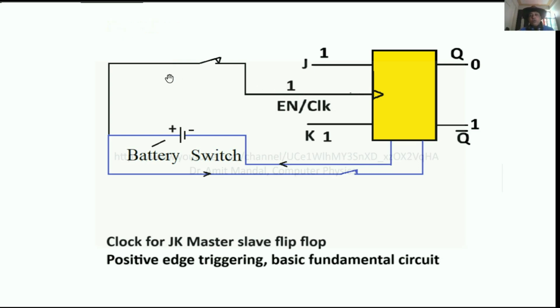Now in case I am not using this capacitor and only a switch is there, in that case Q and Q naught will start toggling like this. Even for half a second or a quarter second, in case I keep this switch on, we don't know what will be the state of Q and Q naught of this JK master slave flip flop. So this clock signal must be of very small duration of time. This is the fundamental behind the development of the clock signal.